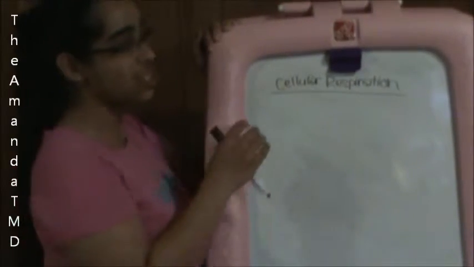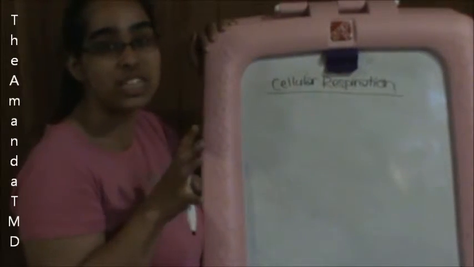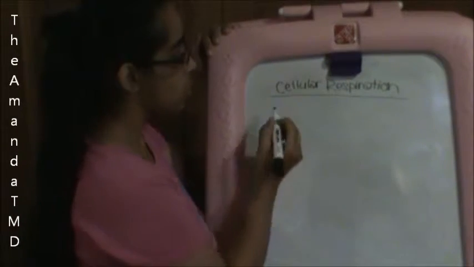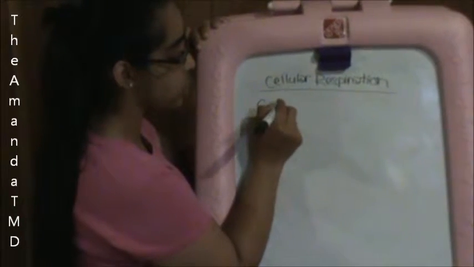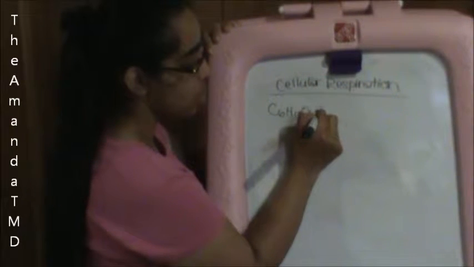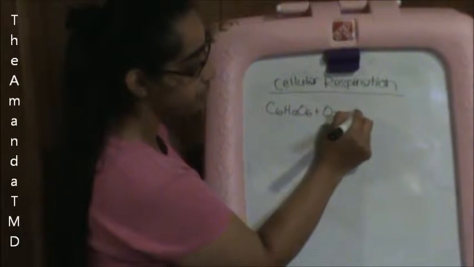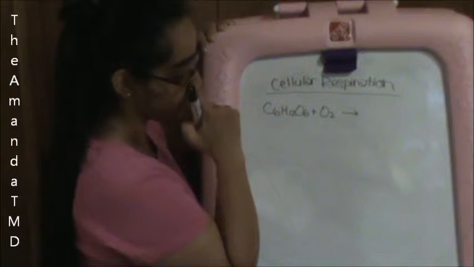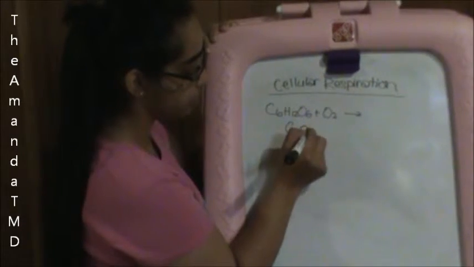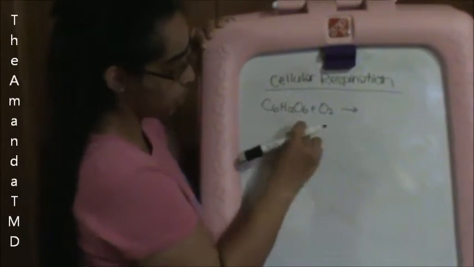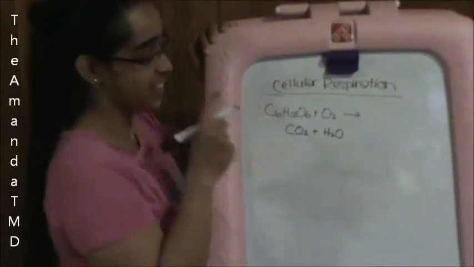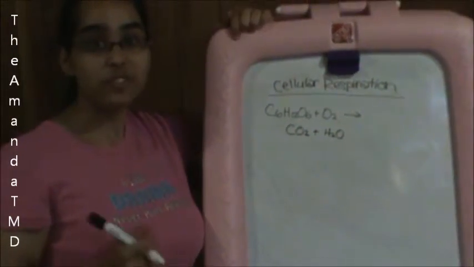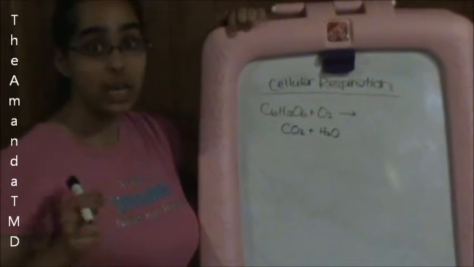And I'll probably just softly touch on them. But okay, cellular respiration, we all know, is the breaking down of glucose when we breathe. Okay? So we have C6H12O6 plus O2 gives you carbon dioxide and water. Oops. Not C2O, it's CO2. Okay. So we have glucose, oxygen, carbon dioxide, and water.